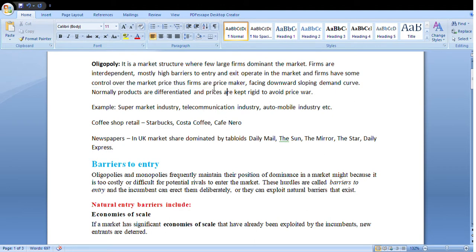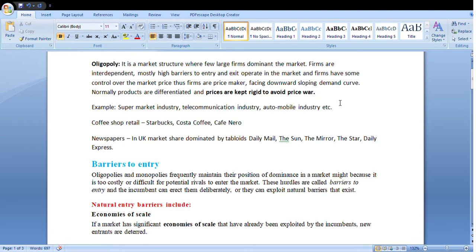So when a firm has market power, that means the demand curve will be downward sloping. Normally products are differentiated. So the product of each firm varies from the others, and prices are kept rigid to avoid price shock. One thing is very important to understand: in the oligopoly market structure, there is a high chance of price war.